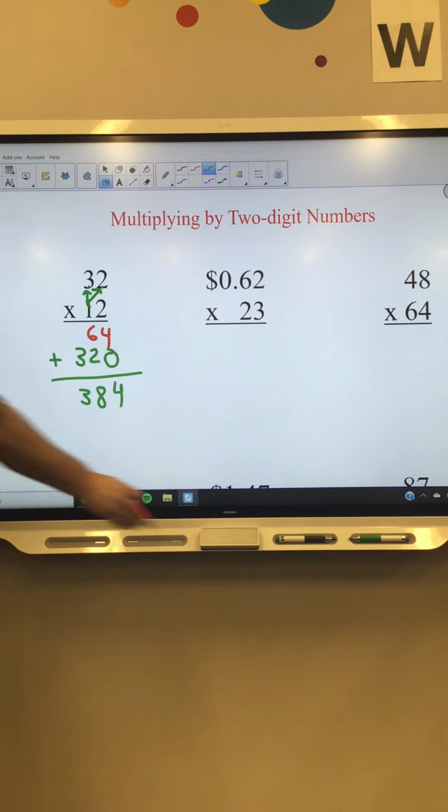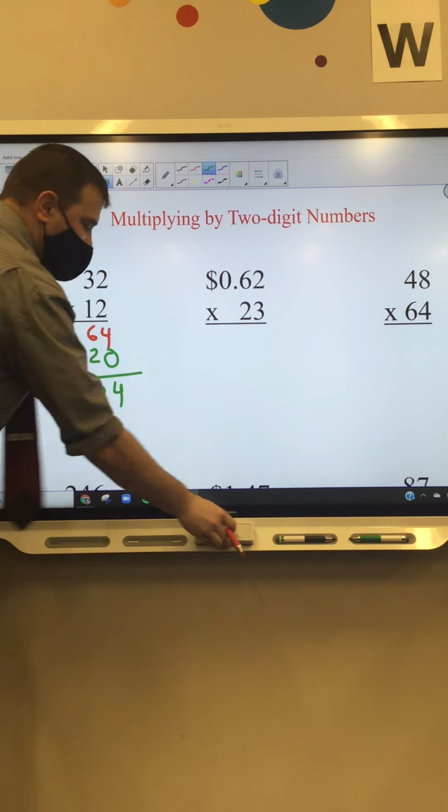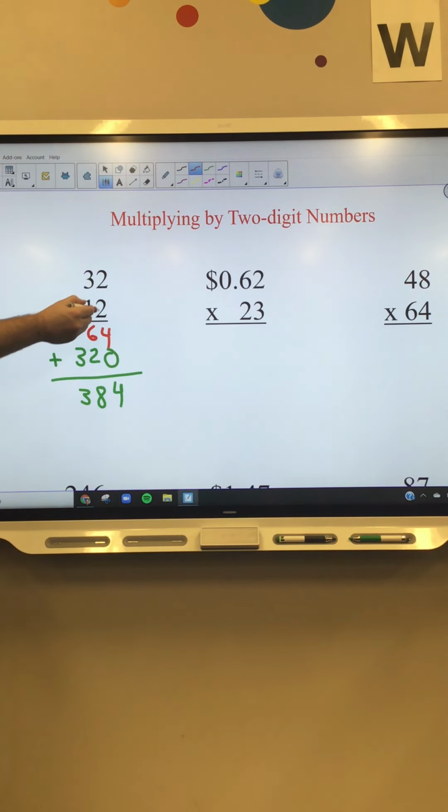Okay. Let me just walk through those steps, how we got what we got. We started by taking this one and saying 2 times 2 is 4, 2 times 3 is 6. When we moved to our second step, we had to first start by putting a placeholder there, a 0. And now I do 1 times 2 is 2, and 1 times 3 is 3, and now I add it all up.